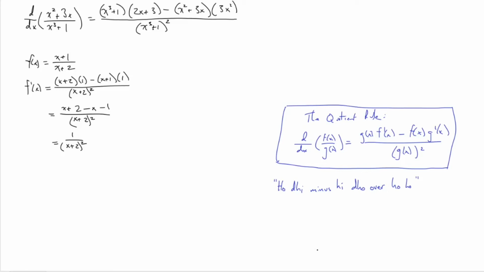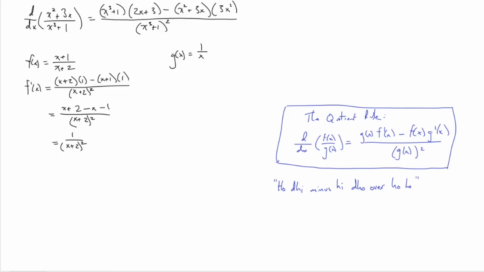If you like, you could expand the denominator. I don't know that that's any simpler. You could argue one way or the other. I think that it's probably simpler like this, but either way, you could have written it as 1 over x squared plus 4x plus 4, same thing. Try this beauty.